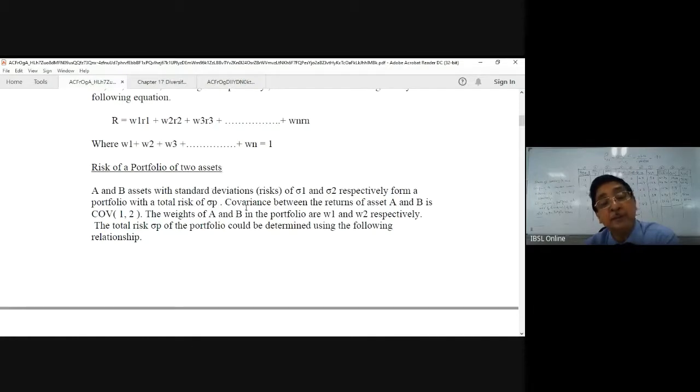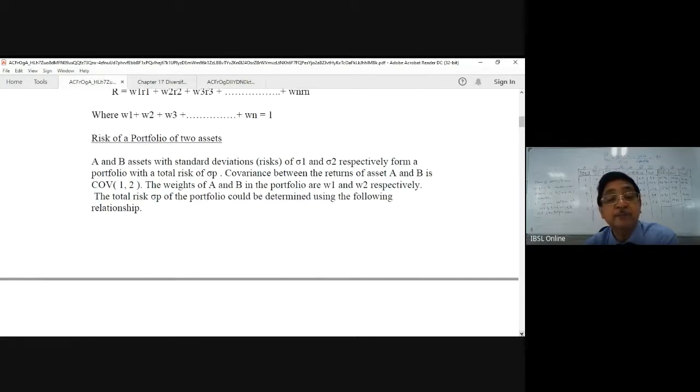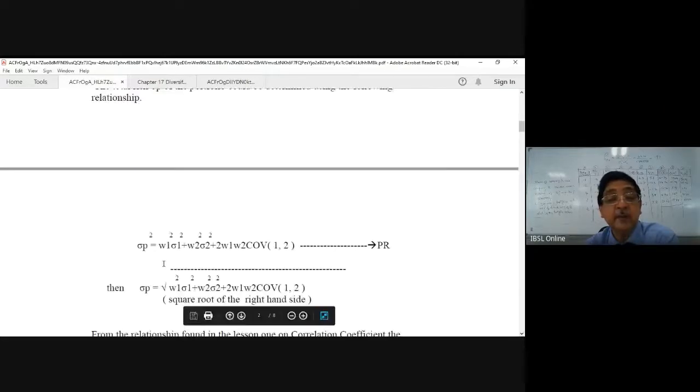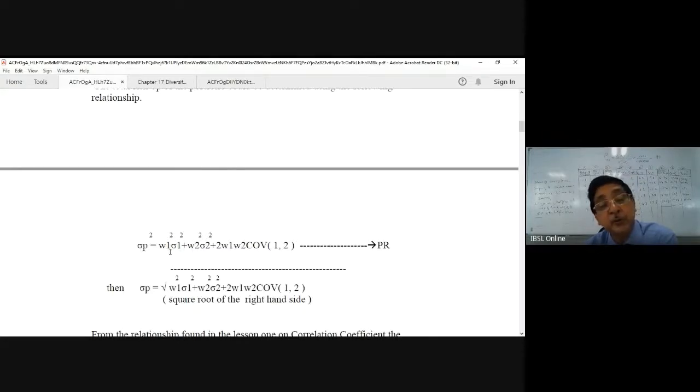Now that formula is an innovation of portfolio theory, and the inventor was basically Harry Markowitz. This is the equation where we can calculate the risk of a portfolio with 2 assets. I will explain these letters. Sigma p squared is the portfolio risk. It is equal to W1 squared into sigma 1 squared, where W1 is the weight and sigma 1 is the risk of asset number 1 or asset A, plus W2 squared into sigma 2 squared plus 2 W1 W2 into covariance 1 2. So this is the equation.